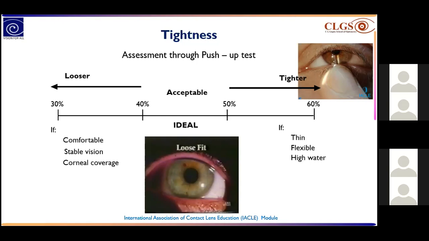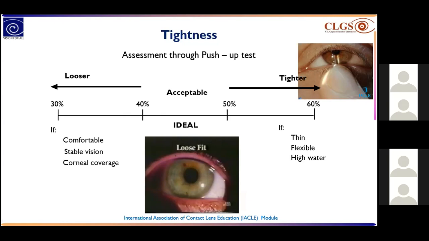For the ideal tightness, you have to give a percentage from 40 to 60%. And if it seems that the lens has a tight fit, then you have to give a score of more than 60%, so that comes around 70 or 80%.